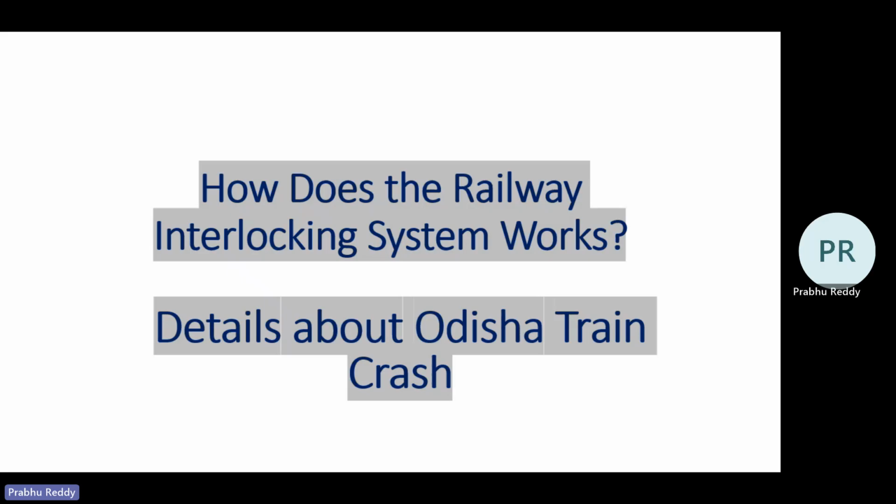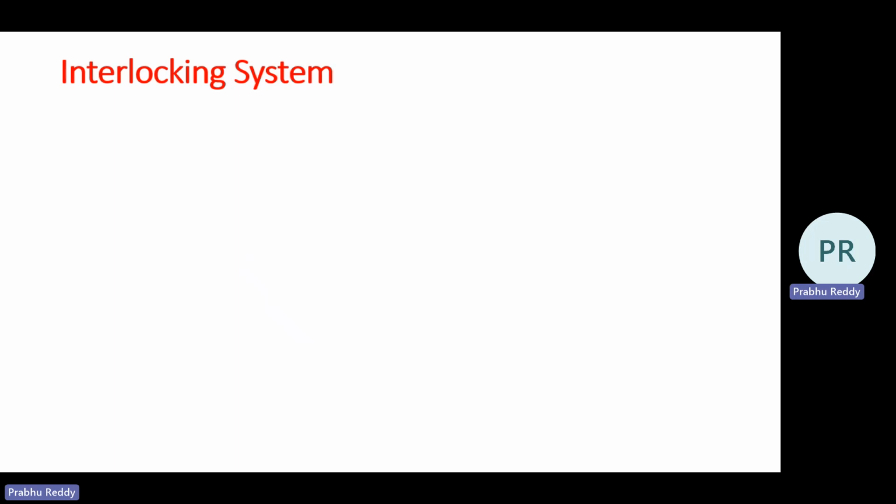How does the railway interlocking system work, and also the details about the Odisha train crash. Okay. So initially we will try to understand what exactly the interlocking system adopted by the Indian government, the Indian railway system, is. Herein there are three important components present: signal, point, and track circuit.